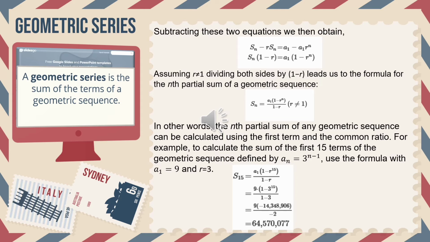minus 14,348,906 all over 2 minus 2 is 64,570,077.